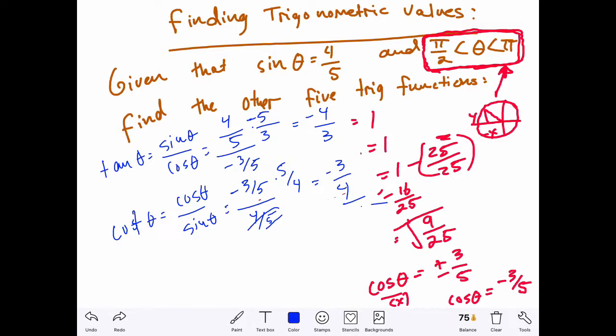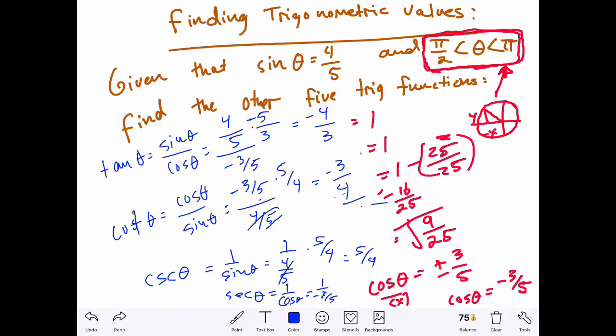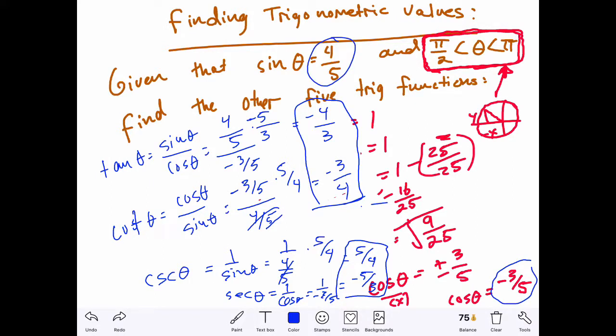And then cosecant is just 1 over sine, which is 1 over 4/5. Flip and multiply, 5/4. And secant, 1 over cosine, which is 1 over negative 3/5. Invert and multiply equals negative 5/3. So I'm able to find all of my others using just what I had here, and then I use my identities to get there.